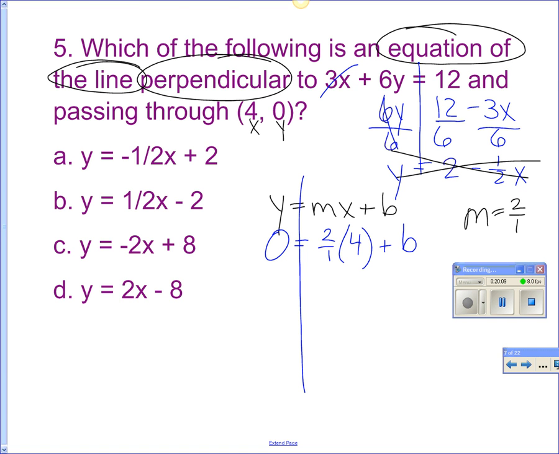Good. Okay. When I multiply these, I get 8. It's positive 8. When I move it over here, it becomes negative 8 equals b. Okay. All right, Jacob King, A, B, C, or D? B. Very good.